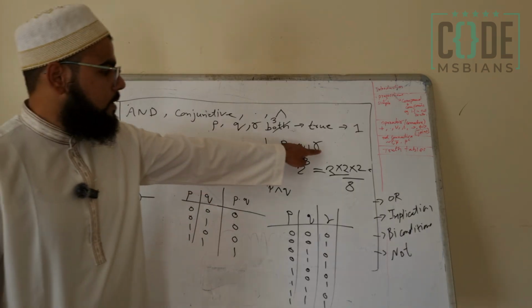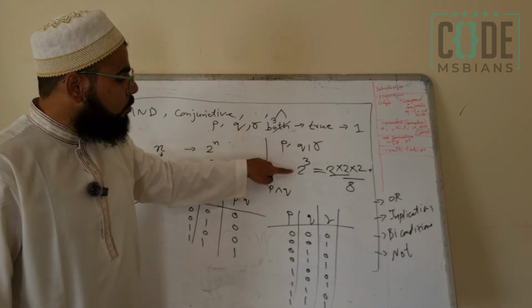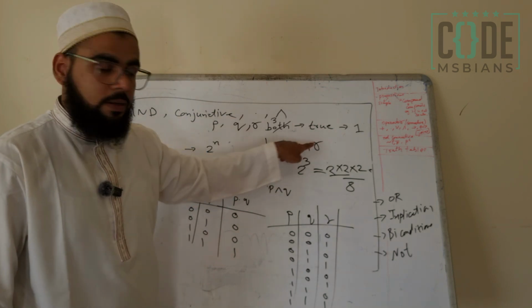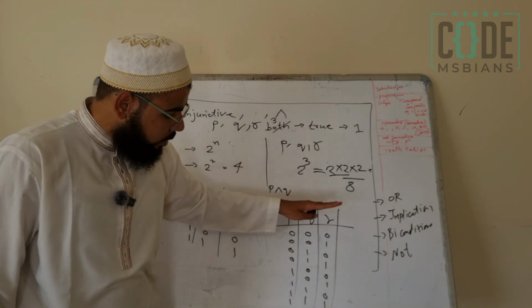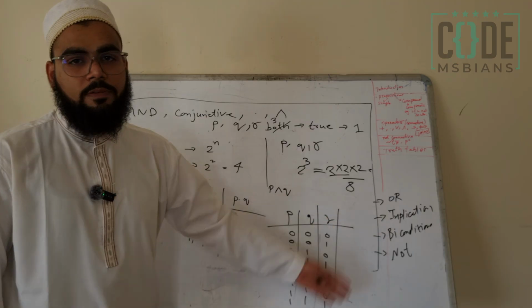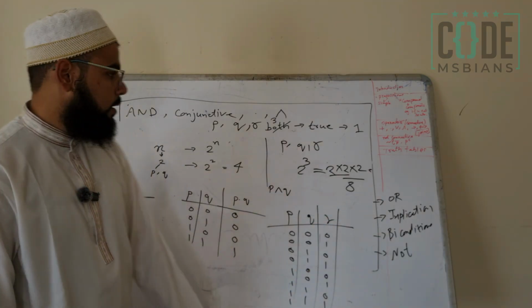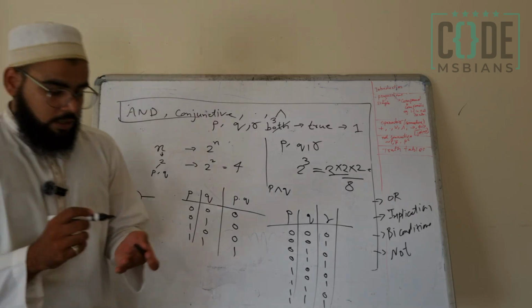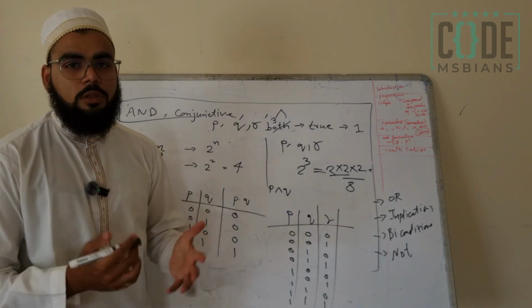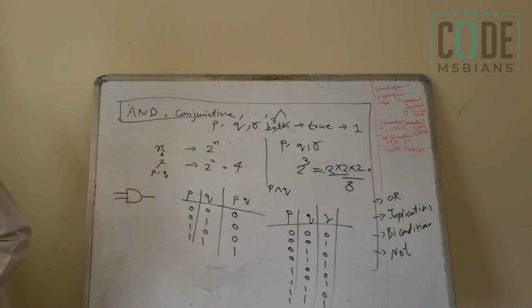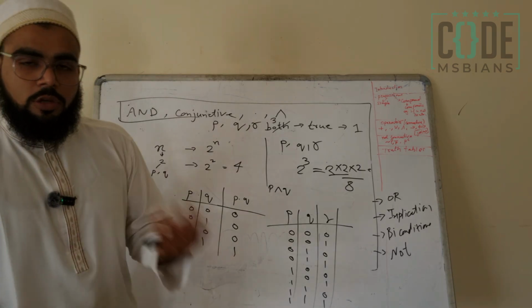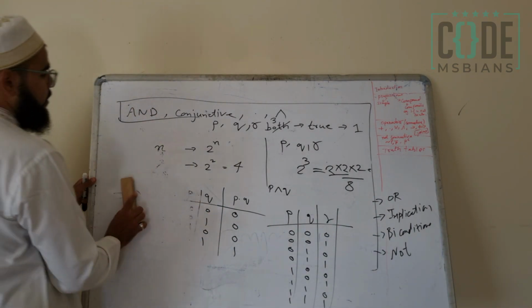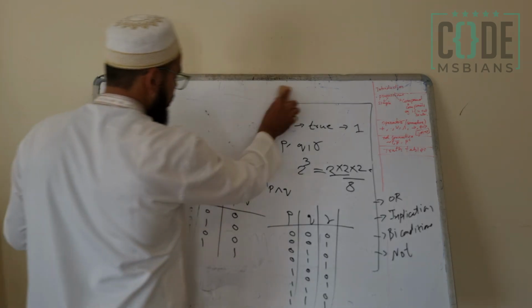So for the number of variables, if you take 2 to the power of that number, for example 3 variables, 2 to the power 3, you will get all the possible values in the truth table. For AND, we know that it's a conjunctive, and in order to get a true value, all the statements must be true. If even one is false, it will give you the false value only. Now let's move to the next one, which is OR.